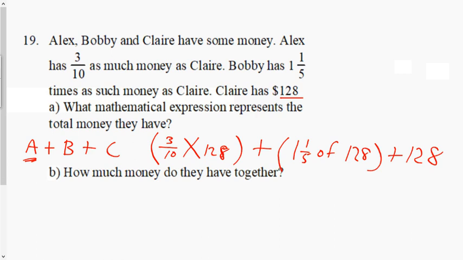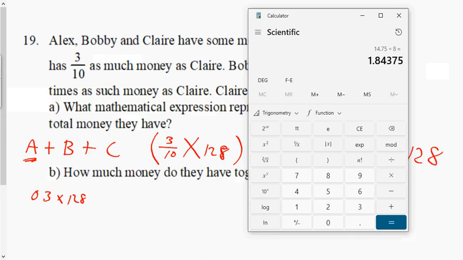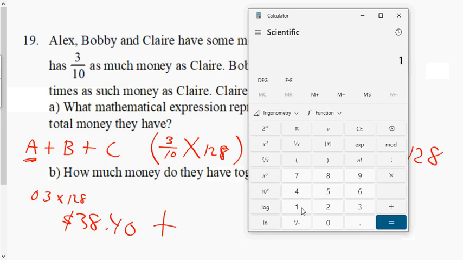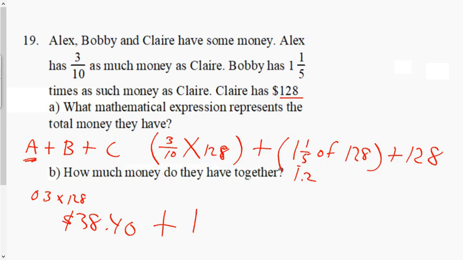So that statement, 3/10 of 128 plus 1 1/5 of 128 plus 128, is the statement that represents all of their amounts of money. 3/10, so if I take 3 over 10 multiplied by 128, obviously a simpler way would be to multiply it by the decimal 3/10. So we go 128 times 3/10. I get $38.40. $38.40, that's Alex's money. Plus 1 1/5, which is 1.2. So I can either use the fraction or the decimal, which of course is a lot easier to use, the decimal. $153.60 is what Bobby has, plus $128, which is what Claire has.